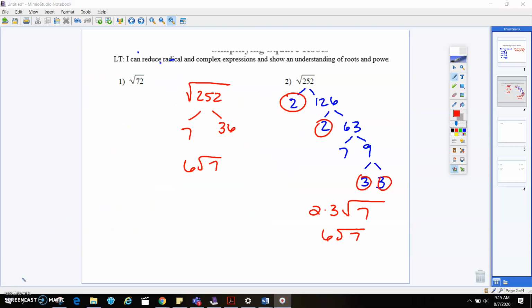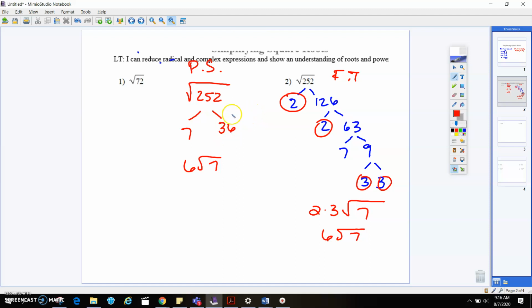Alright, so hopefully you worked it out one of these two ways and you got 6 root 7. You could do it either way. So this is the perfect square method, and this is the factor tree method. With the factor tree, it's a little bit easier because, I'll be honest with you, I don't know the factors of 252. So I wouldn't probably have known that 36 was the biggest perfect square unless I just sat there in my calculator and typed it in.